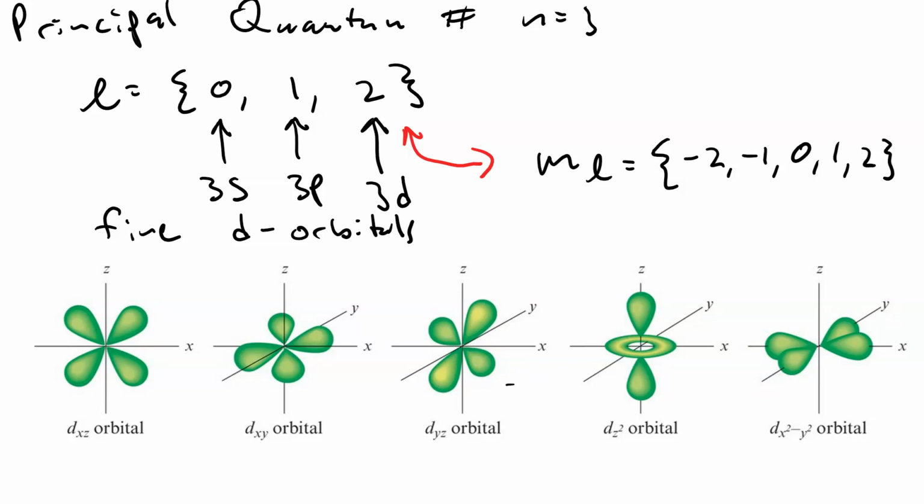We also have the dz squared orbital, which is like a p orbital with a donut in the center along the z-axis, and the dx squared minus y squared orbital. That's like having a py orbital and a px orbital superimposed.